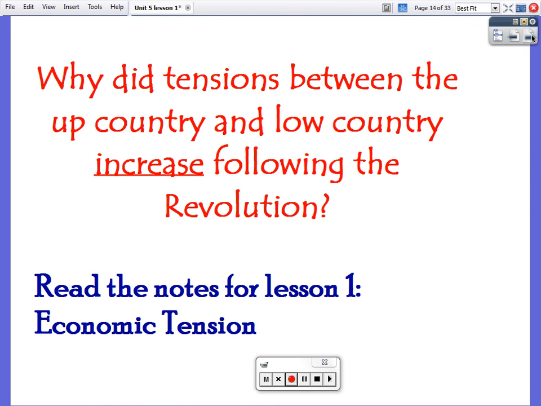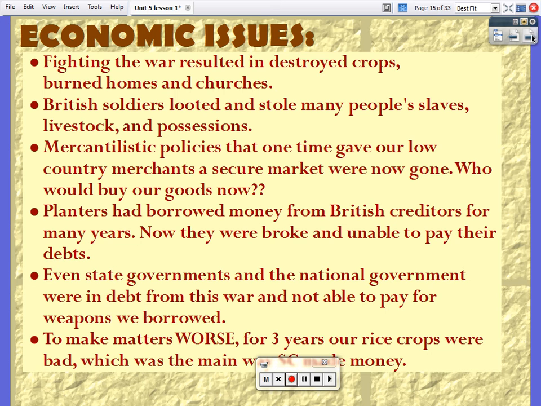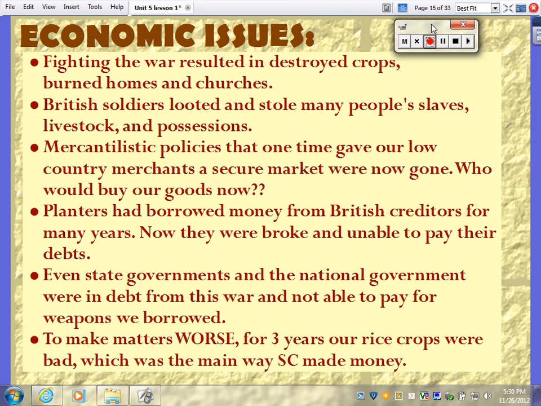Why did tensions between the Upcountry and Low Country increase following the Revolution? Because of economic issues. And there are many economic issues that South Carolina was faced with following the war. Fighting the war resulted in destroyed crops and burned homes and churches. British soldiers looted and stole many people's slaves, their livestock, their worldly possessions.